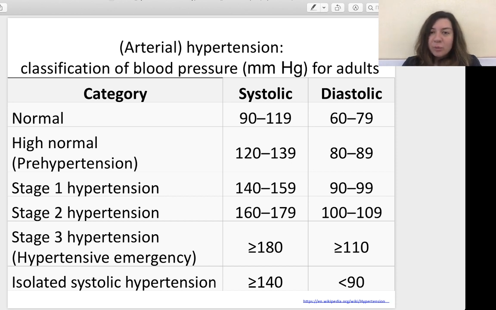And we have one more specific type of hypertension. We name it isolated systolic hypertension. We can put this diagnosis when systolic blood pressure is more than 140, but diastolic blood pressure is less than 90.